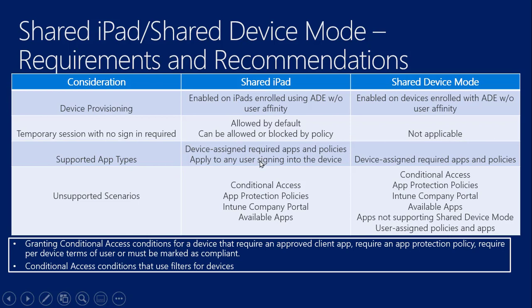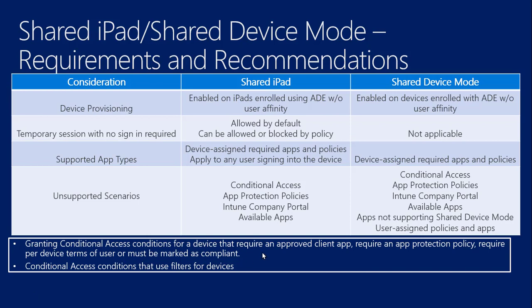Supported app types. So this would be device assigned required apps and policies. Any user will get these when they sign into the device. So you can't target apps to the device as optional, as you'll see in a minute, because there's no user interface to be able to go retrieve those apps, right? You have to deploy all the apps as required apps. And then on the shared device, any device assigned required apps and policies would be applied as well. So unsupported scenario, conditional access on both are unsupported. So granting conditional access conditions for a device that requires an approved client app, required app protection policy, or required per app terms and conditions to be marked as compliant, that is going to be a problem.